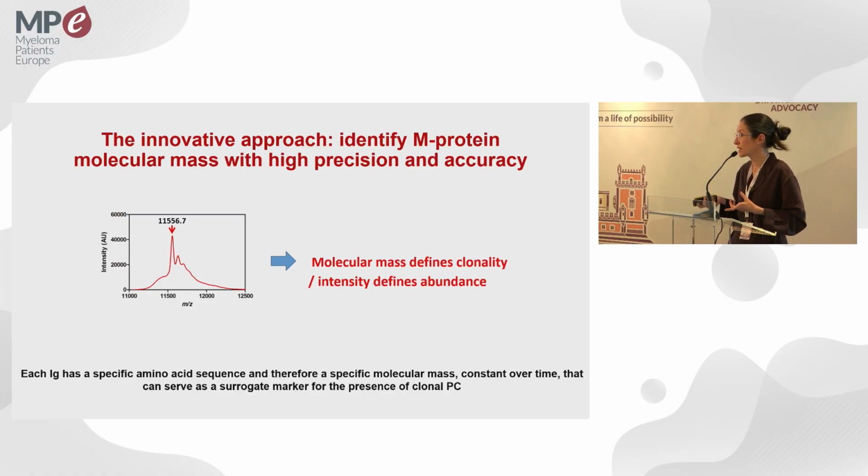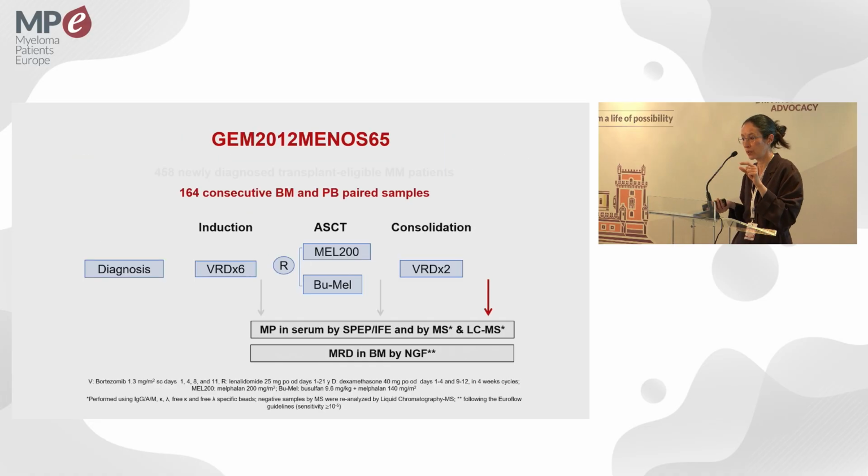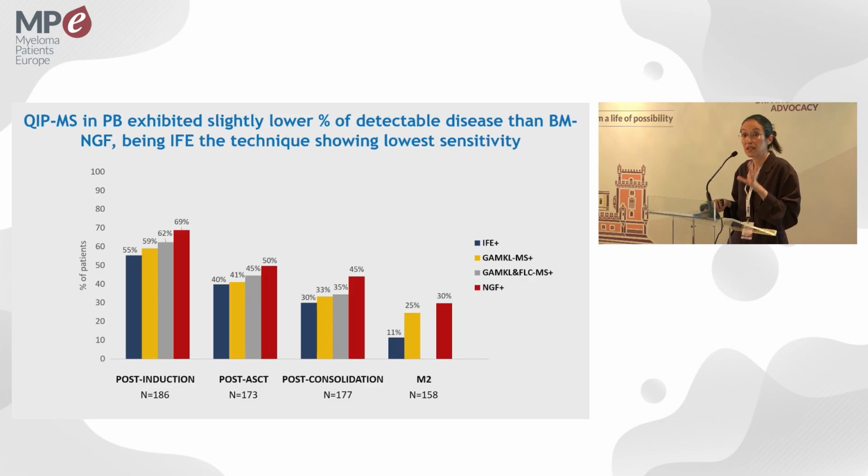So the first one, mass spectrometry. Mass spectrometry is able to identify the specific molecular mass of the monoclonal protein of the patients. This is specific to each patient, to each tumor clone. Mass spectrometry is able to identify it and to follow it. We have tested it in the context of this trial. There are many other examples, and the results in terms of sensitivity, I've just commented on them with you.